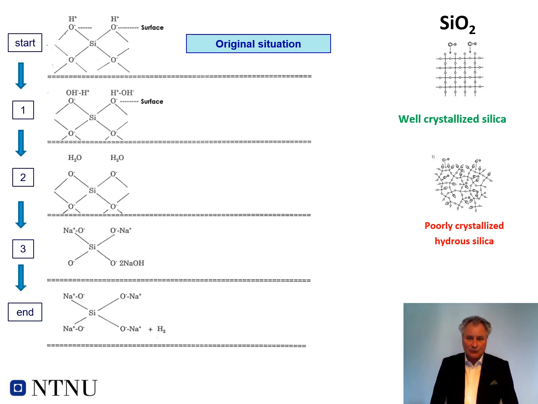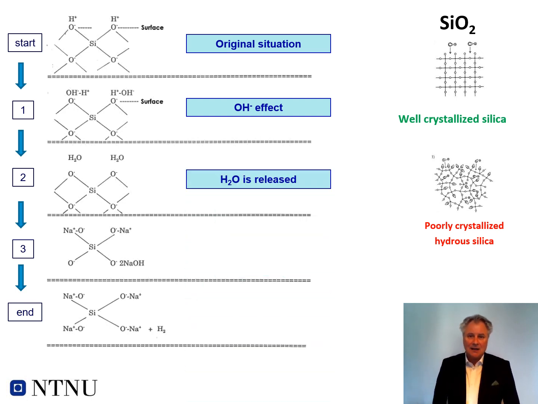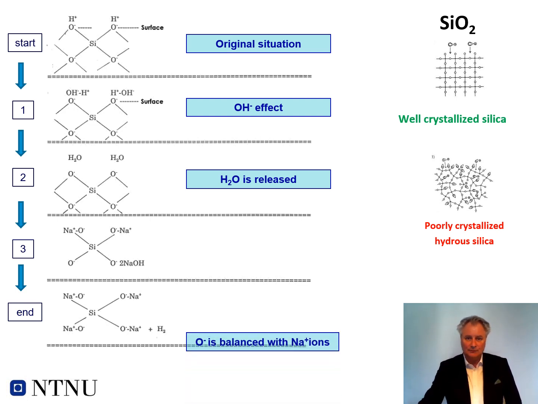But as this crystal in the aggregate is in the cement paste in the concrete, and in the cement paste you have a high pH, so you have a high concentration of OH- ions. So in the next step you have this OH- effect. Due to the high pH, or the high content of OH- ions in the cement paste, you get a reaction where OH- is binding with the H+ ions and you are releasing H2O, or water.